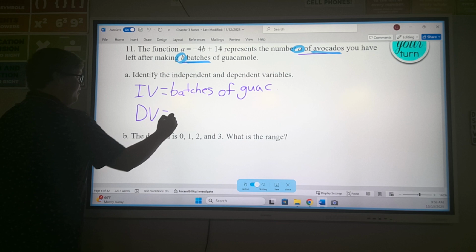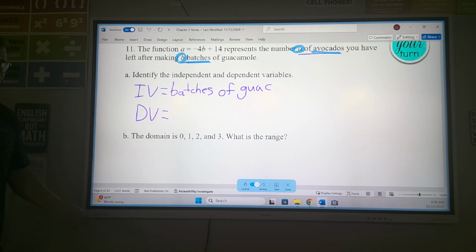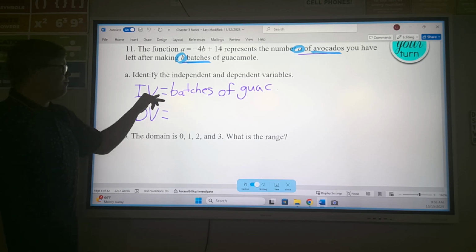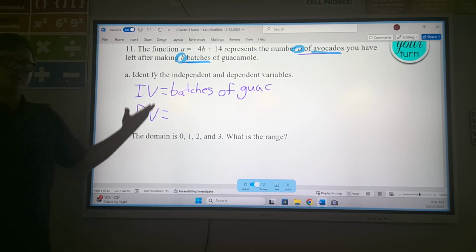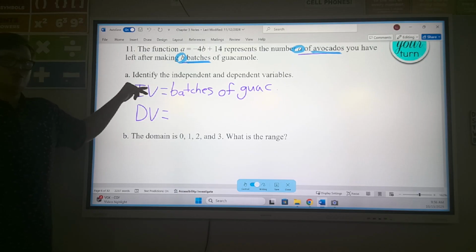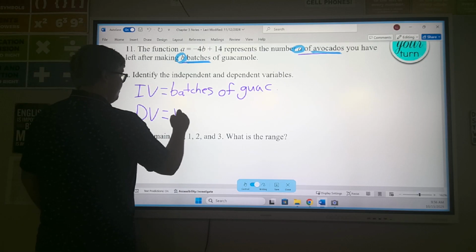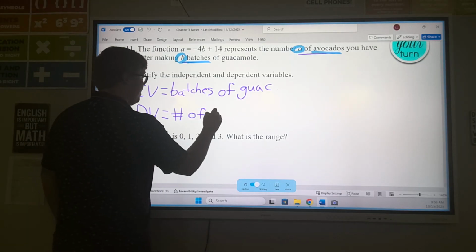That means our dependent variable is the number of avocados we have left, because the number of avocados we have left depends on the number of batches of guacamole that we're going to make, because we can choose how many batches we make, right? So the number of avocados is always going to depend on the amount of batches we want to make or are going to make. So our dependent variable is the number of avocados.